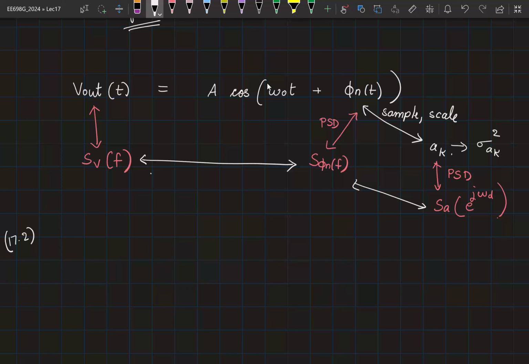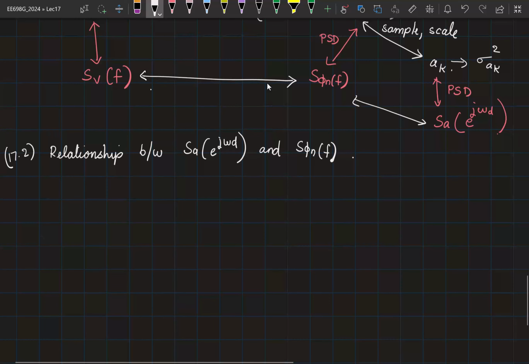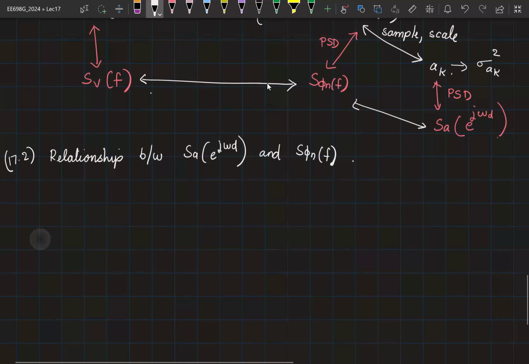See if you can figure out the relationship between SA of e power j omega d and S phi n of f. So this is not part of the syllabus now because most of you have not seen the sampling theorem. Where is the fun in that? You have to think what it will be.